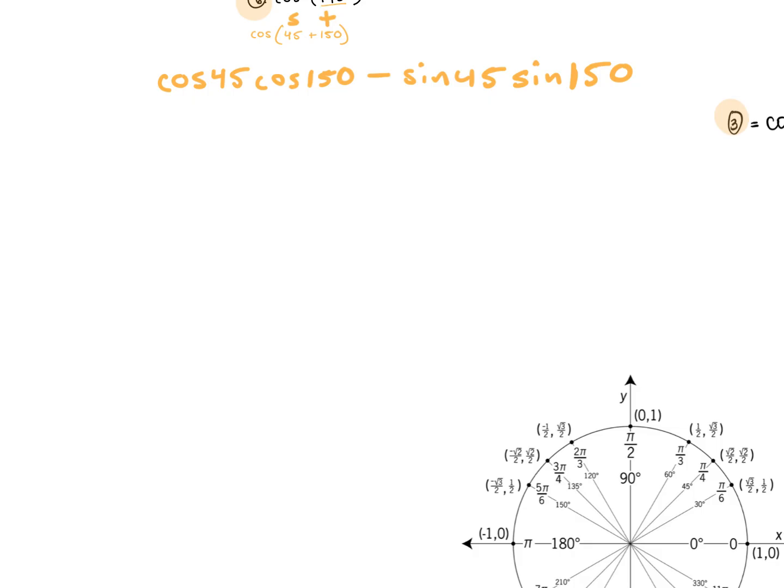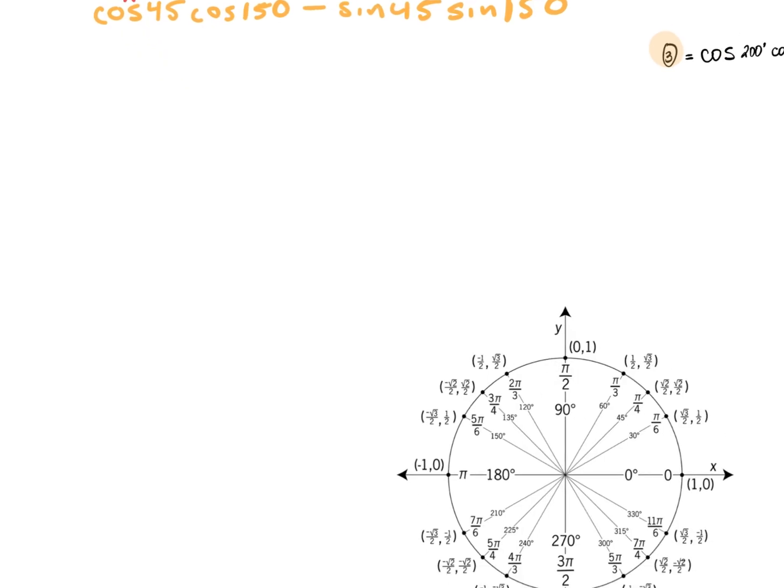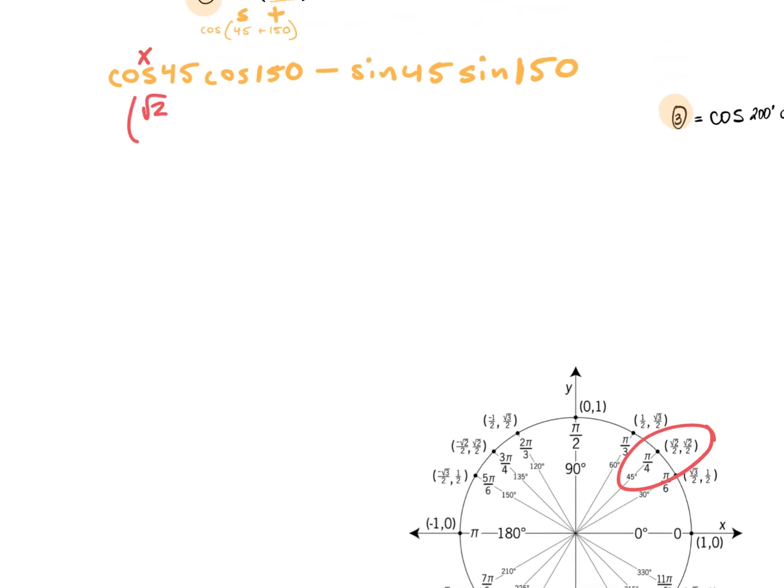So I'm going to go to 45 degrees on my unit circle to find the cosine of 45. Cosine tells us we look at what? The x value. So what's my x value at 45 degrees? Square root 2 over 2. Then we're going to find the cosine of 150. Cosine tells us we look at the x. So I'm going to go to 150. What is our x value at 150? Negative square root 3 over 2.